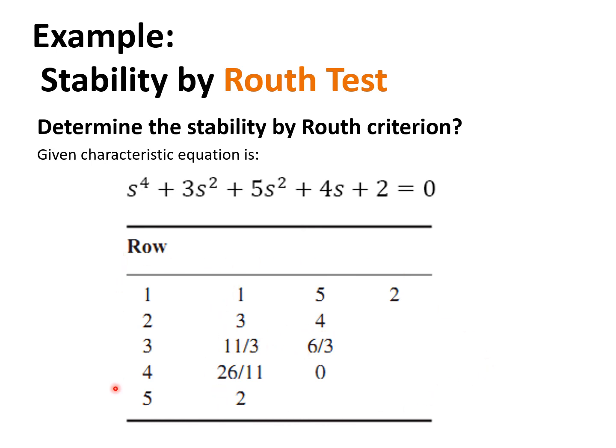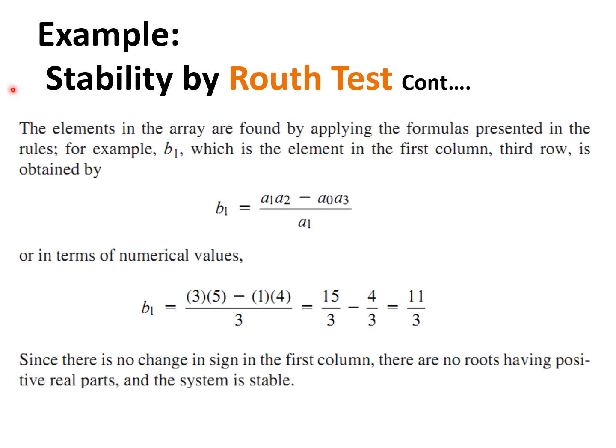You will fill in the array. It's n plus 1 rows, so fill the rows to get the array, and from there you apply the theorem to see what it says. It's all positive, so the system is stable. The elements in the array are formed from this formula, b1 and so on. Since there is no change in sign in the first column, there are no roots having positive real parts, and the system is stable. So this is a very simple step of applying the Routh array to find the stability of the system, and if it's unstable, how many roots are on the right half plane, by using the sign changes.